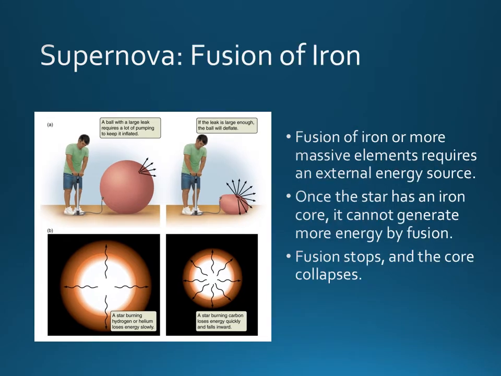Fusion of iron or more massive elements requires an external energy source. Once a star has an iron core, it cannot generate more energy by fusion. Fusion stops and the core collapses. A Type 2 supernova is the rapid collapse and violent explosion of a high-mass star when core fusion processes stop. This happens when the core is mostly iron.